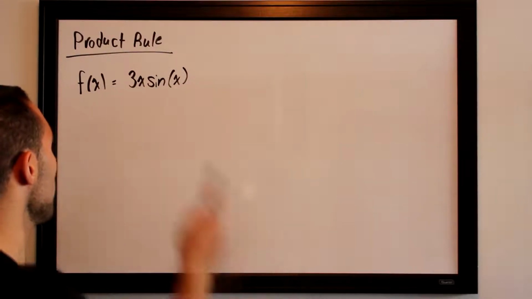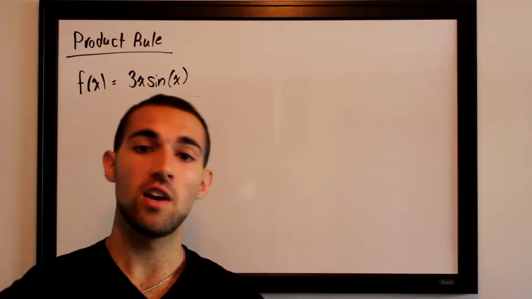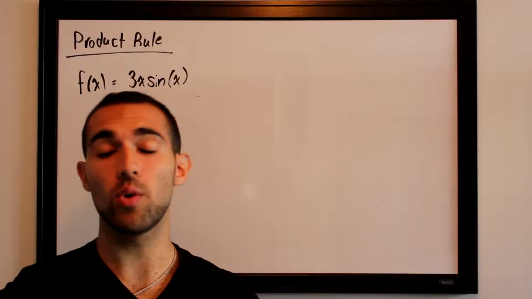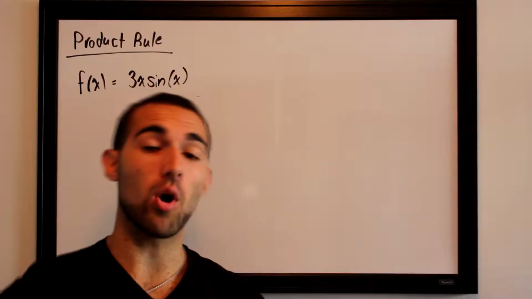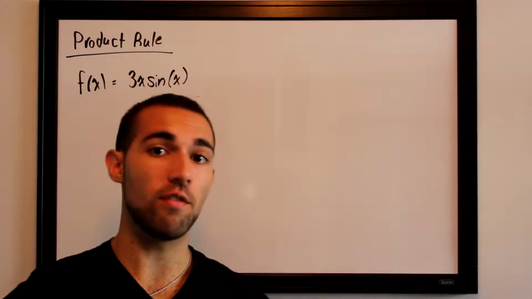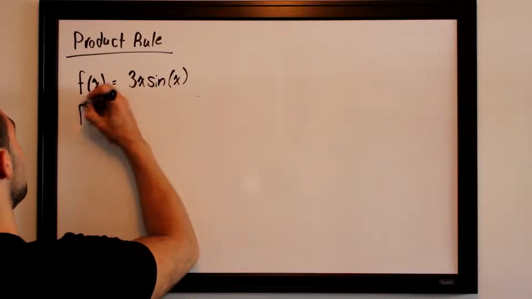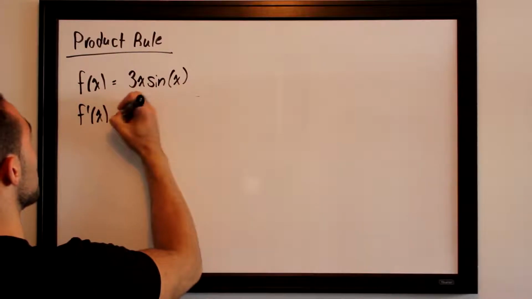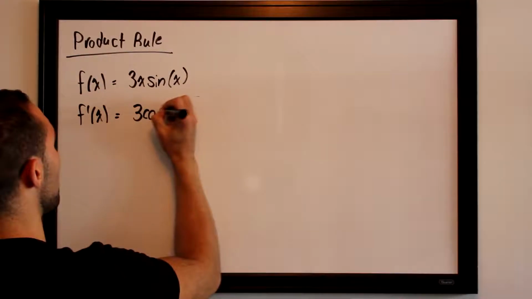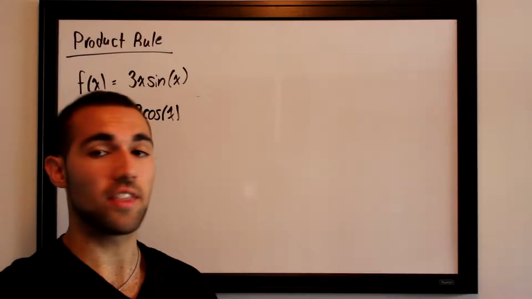Say we're given the function right over here, which is f of x is equal to 3x times sine of x. Unlike the limit laws, you cannot take the derivative of a product of two functions simply by taking the derivative of each of them. The derivative of the product is not the product of the derivatives. So if you said that f prime of x for this function was 3 cosine of x, that would be wrong. You cannot take the derivative using that method.